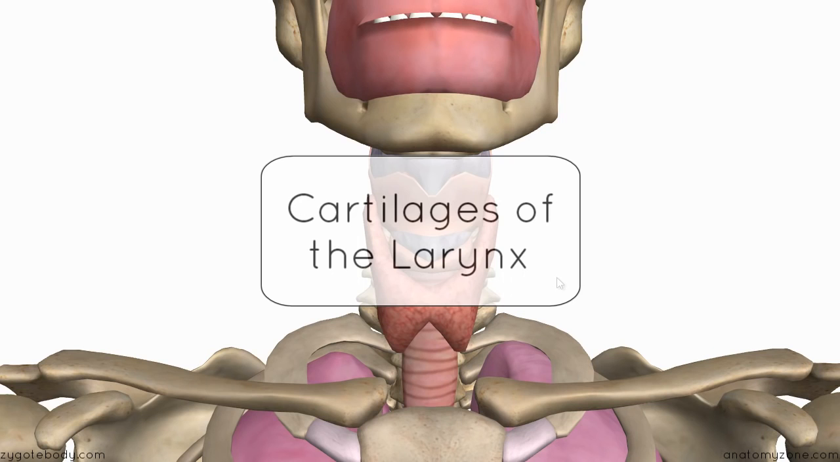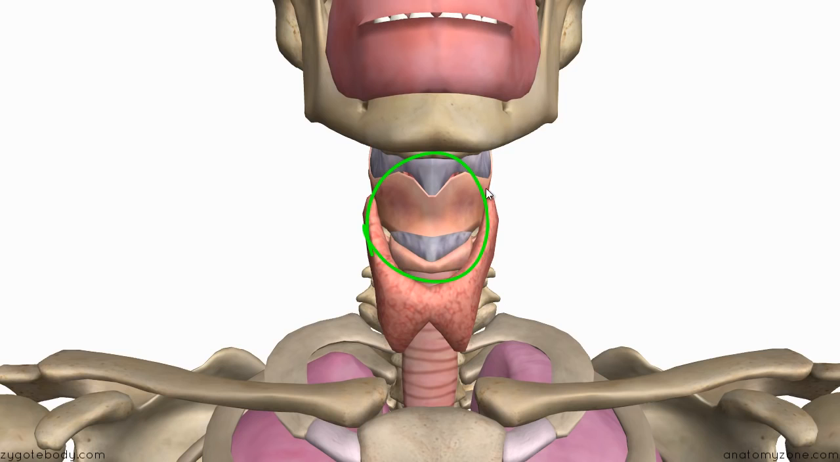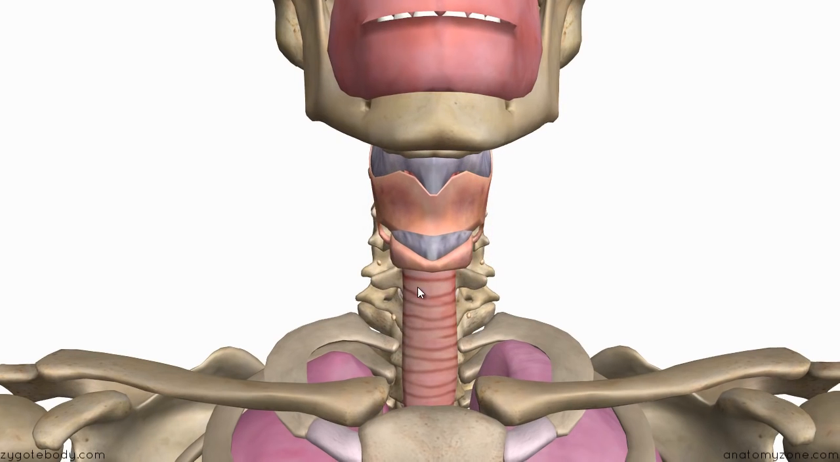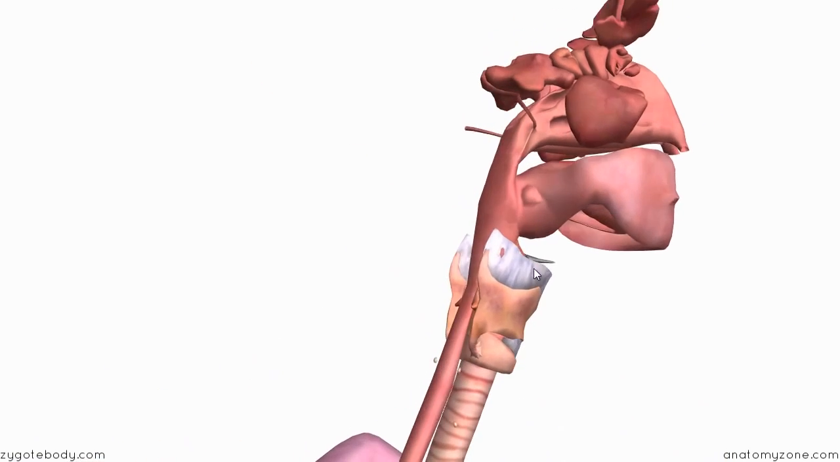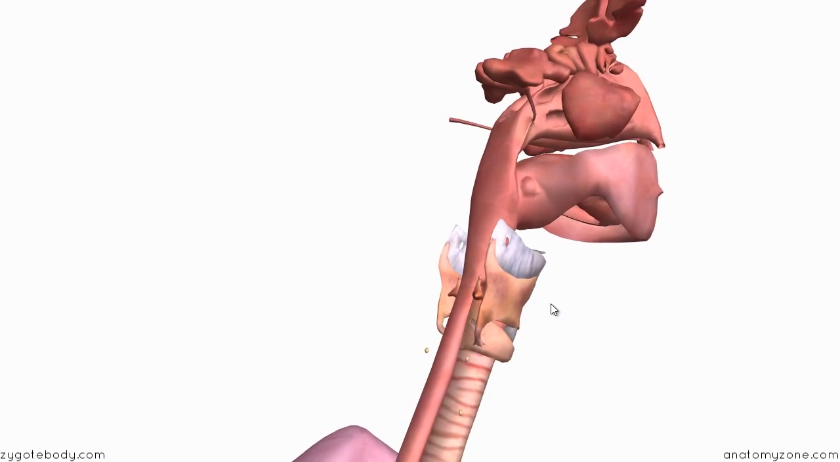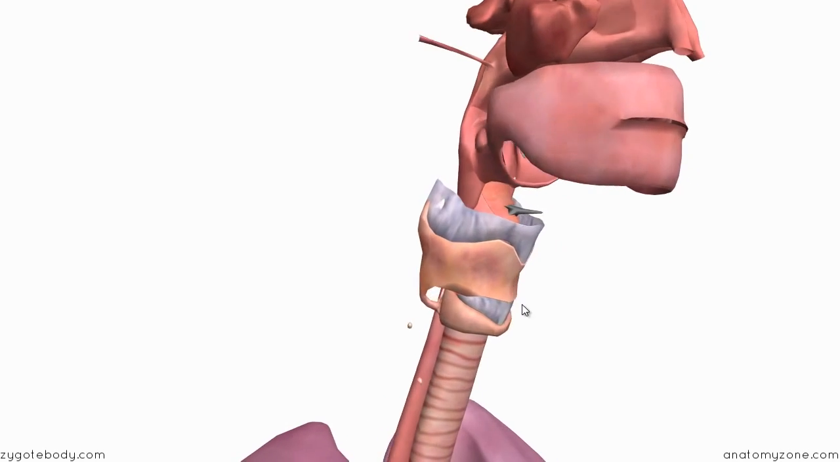Okay, so this is a tutorial on the larynx. So the larynx is this set of structures here, and you've got cartilages, muscles, and ligaments which make up the larynx. So below the larynx, it's continuous with the trachea, and above the larynx, you've got the pharynx. So you've got the pharynx above and the trachea below.